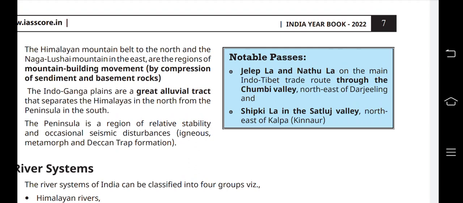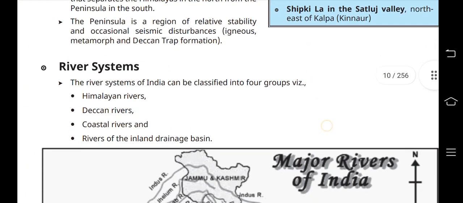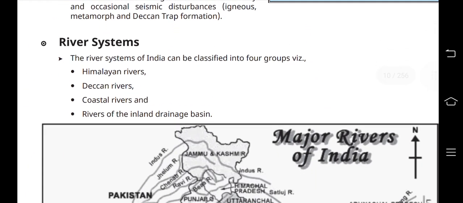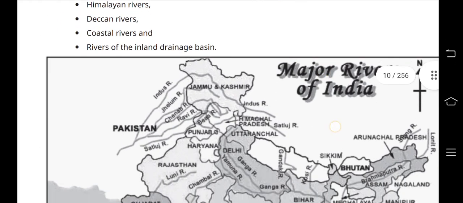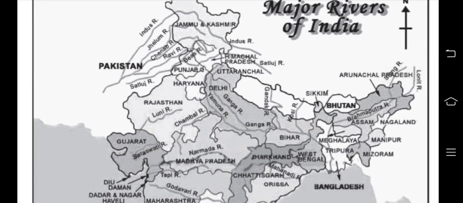Let us discuss the river system. The river system of India can be classified into four groups: Himalayan rivers, Deccan rivers, coastal rivers, rivers of the inland drainage basin. Major rivers: Jammu and Kashmir, Indus, Jhelum, Chenab, Ravi, Satluj, Beas.